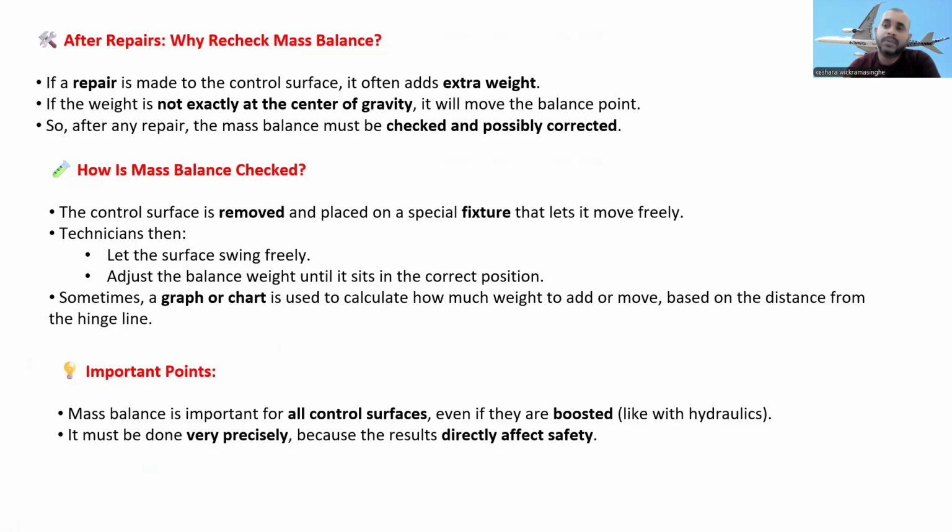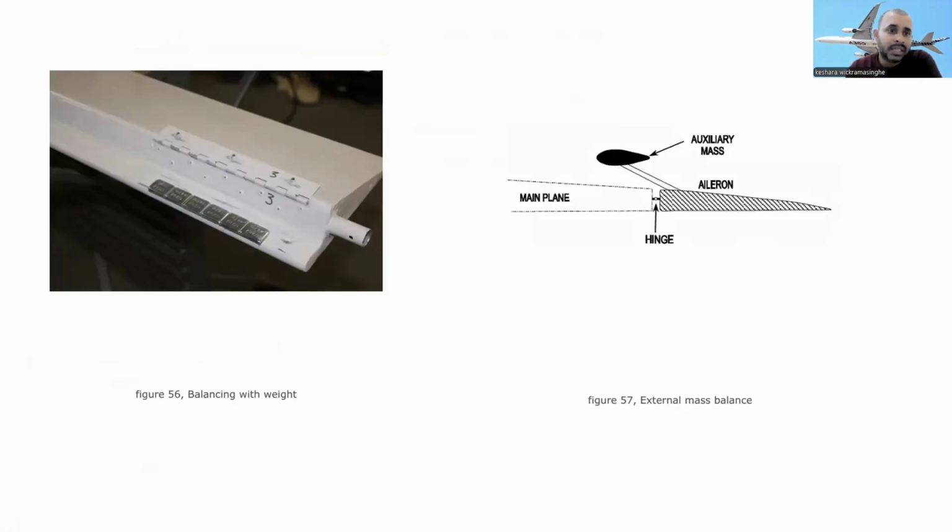Important points: mass balance is important for all control surfaces, even if they are boosted, like with hydraulics. It must be done very precisely, because the results directly affect the safety of the aircraft. So this is called the mass balance. Some balance weight is put in front of the leading edge of the control surface, as an external mass balance. Here is the auxiliary mass they put inside, in front of the control surfaces.